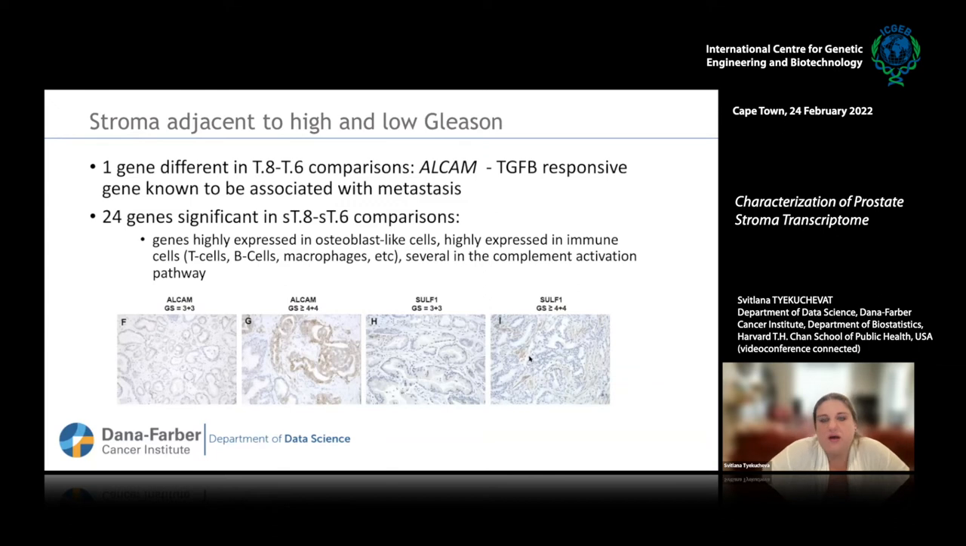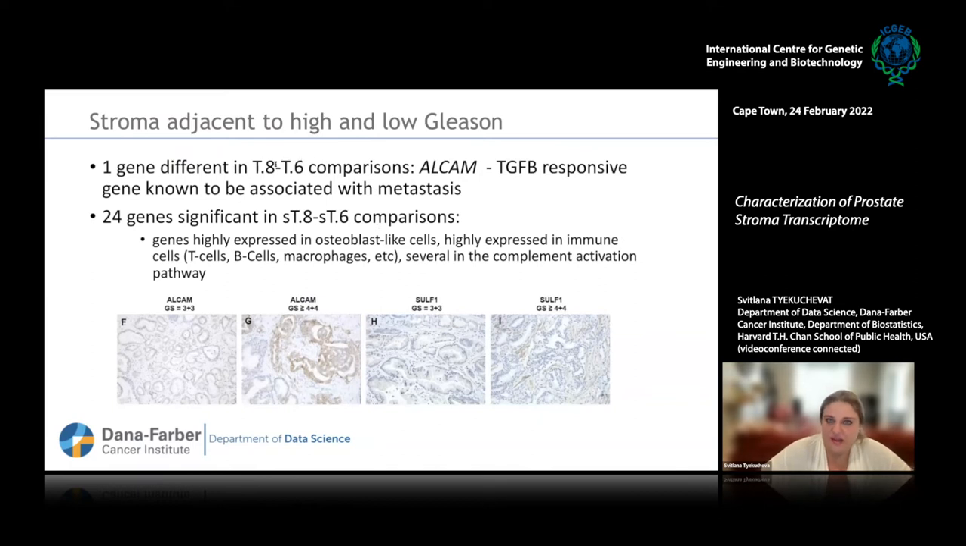The next comparison that we looked at is the stroma adjacent to high and low Gleason grade. All previous comparisons were paired comparisons, where we looked within the patient. Here, these are comparisons across patients. So we compared our 12 Gleason 6 cases versus 13 Gleason 8 and above cases.